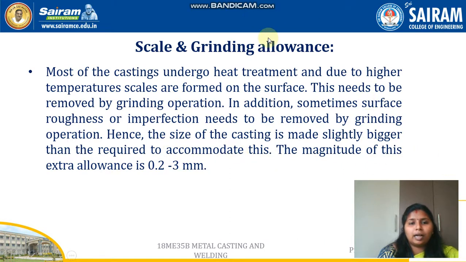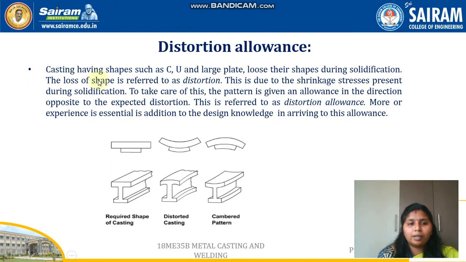And the next one is distortion allowance. So the castings have shapes, and not all the allowances are applicable for everything, so it differs based on the shape also. Here we can see shapes such as C, U and large plates lose their shapes during solidification. If we want to produce an I shape and there is no allowance, then the final will be of this shape. This is not a perfect I.